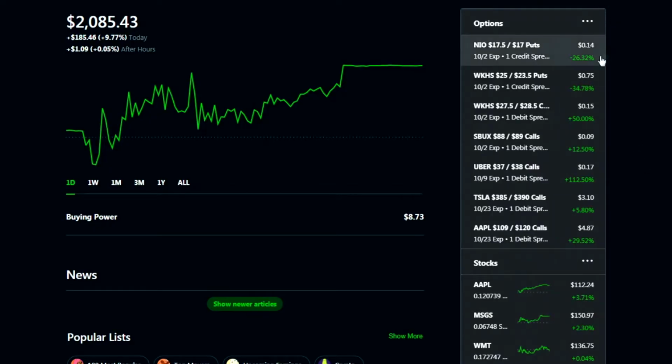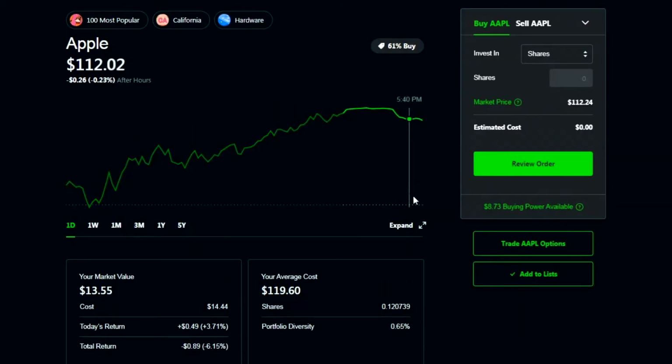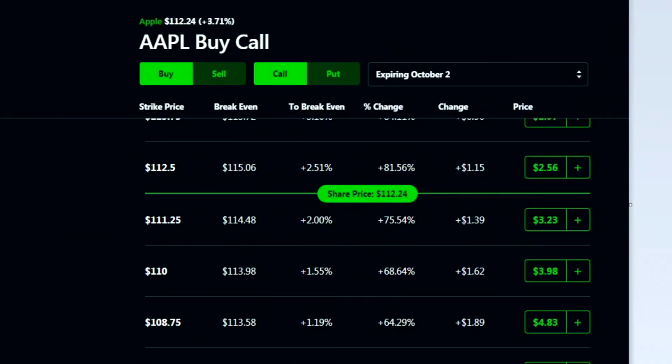Alright, so here we are on Robinhood. Now we just gotta find a stock. We're just gonna use Apple for example. And to trade options, we would just press on Trade Apple Options. There are three characteristics of options that you should be aware of before placing your option. The first one being what type of option, either a call or a put. The second being what you want to set your strike price at. And the third one being your expiration date.